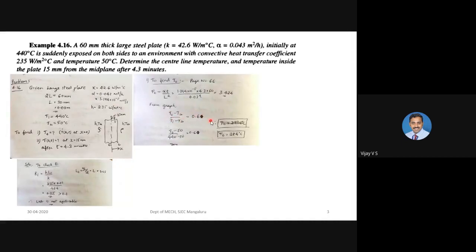Okay. So the ratio I got is this, I know T infinity, I know Ti, everything I know here. Just find out the center line temperature, which comes to 284 degrees centigrade. Correct. So that is how to use the first graph.